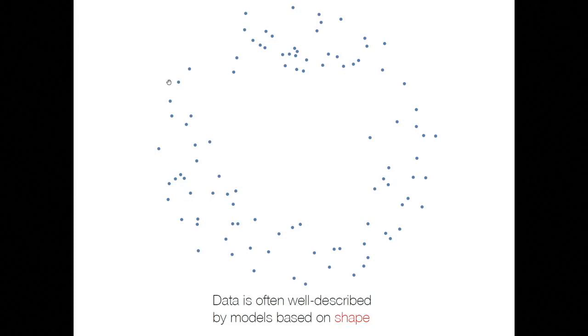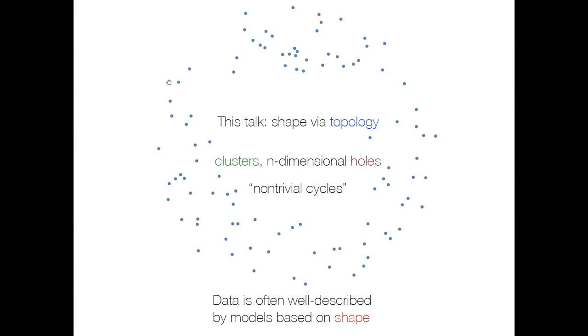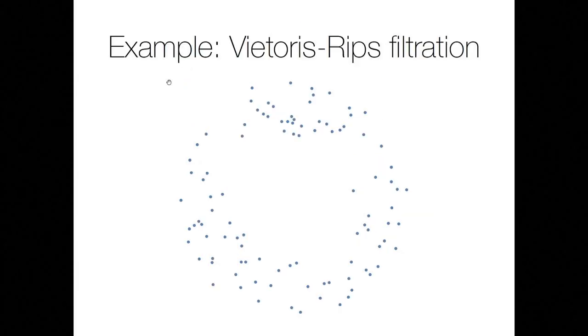Data is often well described by models based on shape, which is good. When we learn about the shape of some data set, we feel like we understand it better, we can describe it more efficiently. In this talk, I'm going to talk about shape in terms of topology. So for us, this means clusters and n-dimensional holes. In the language of homology, these are non-trivial cycles. The easiest way to get intuition for this is to look at an example.